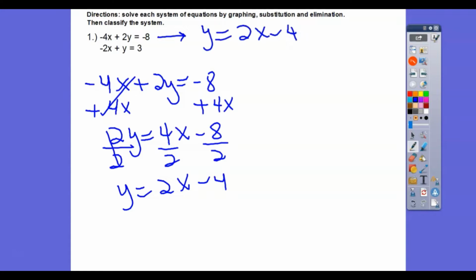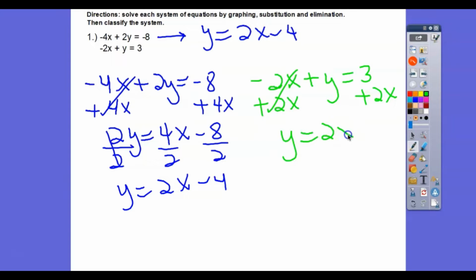Now I'm going to do the second equation, which says negative 2x plus y is equal to 3. So to isolate the y here is a little bit easier because all I have to do is add 2x to both sides. That cancels, so y equals 2x plus 3.